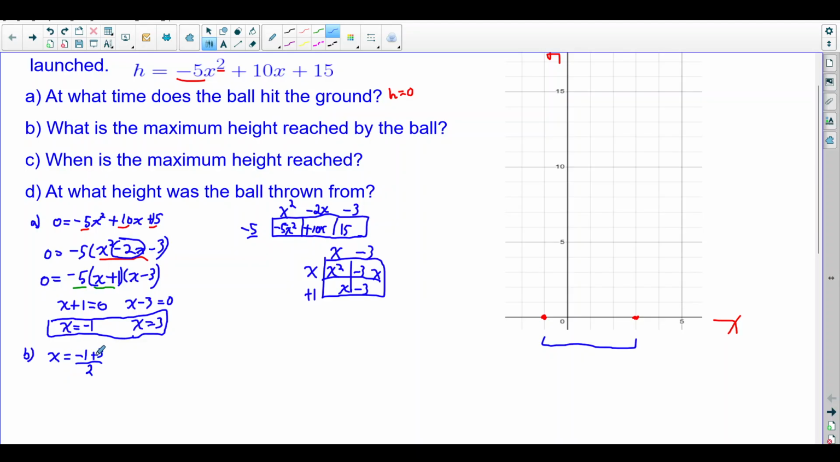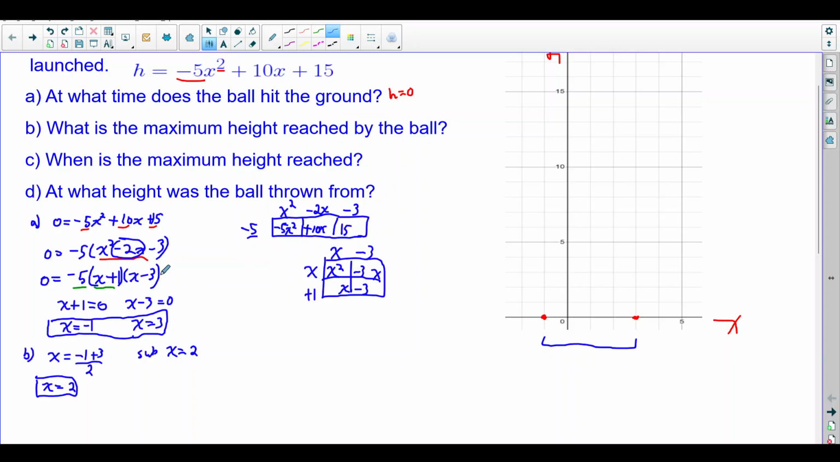So negative 1 plus 3 is negative 2. Negative 2 divided by 2 is 2. So we know that the vertex happens when x equals 2. And then to find out actually how high it gets, we just substitute that x equals 2 back into either the original equation or our factored form. It actually doesn't matter which form we go into. Whatever you think is going to be easiest.